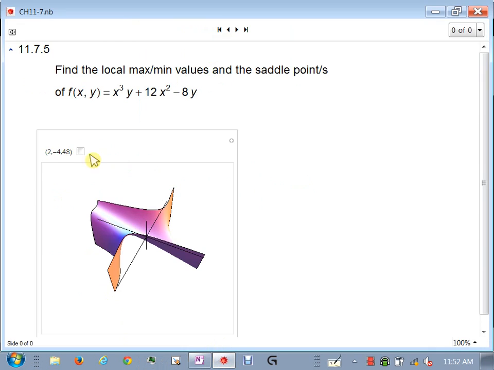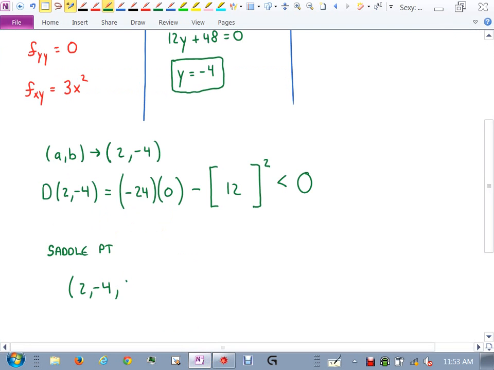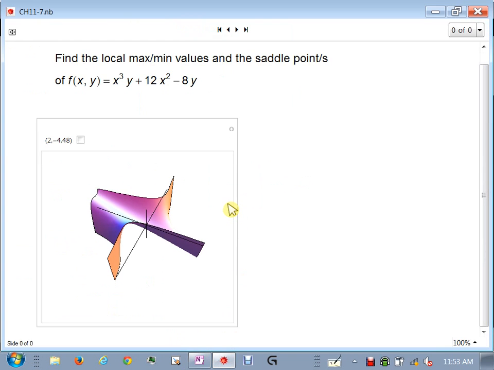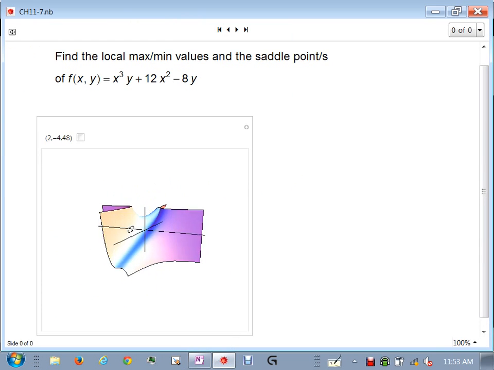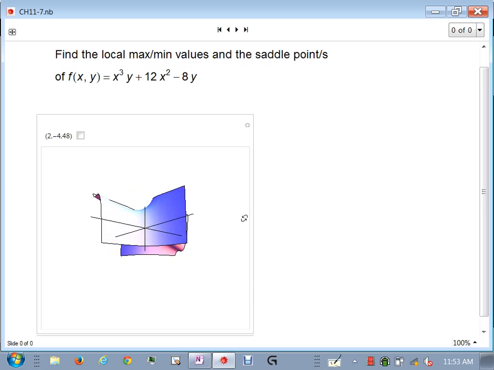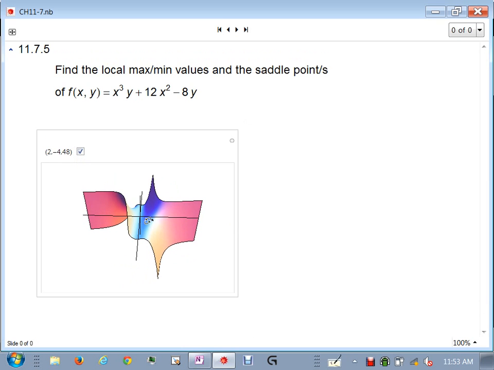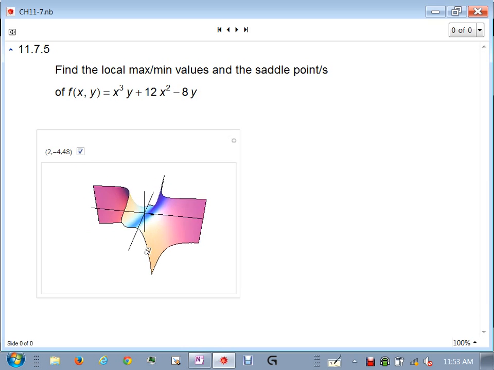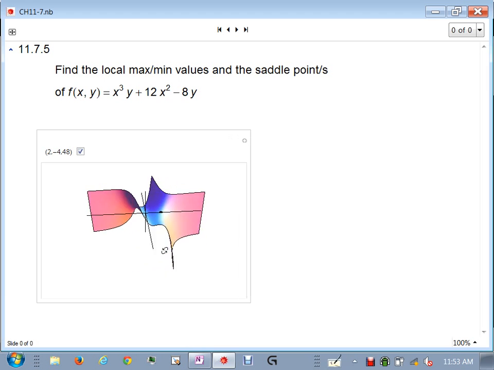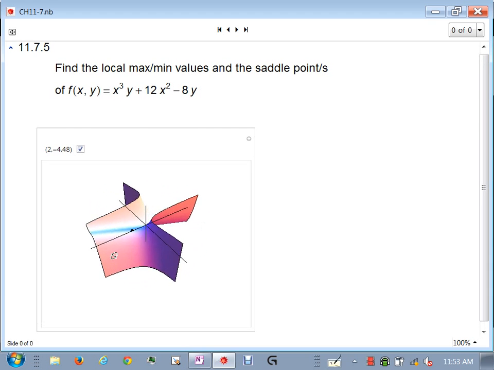And I'm going to save myself some time. It's 2, -4, 48. So this function does not have any local max or mins. It's hard to see where that saddle point is on here, isn't it? Well, it's right there. Did y'all see it pop up right there? That's where it is. There's only one.